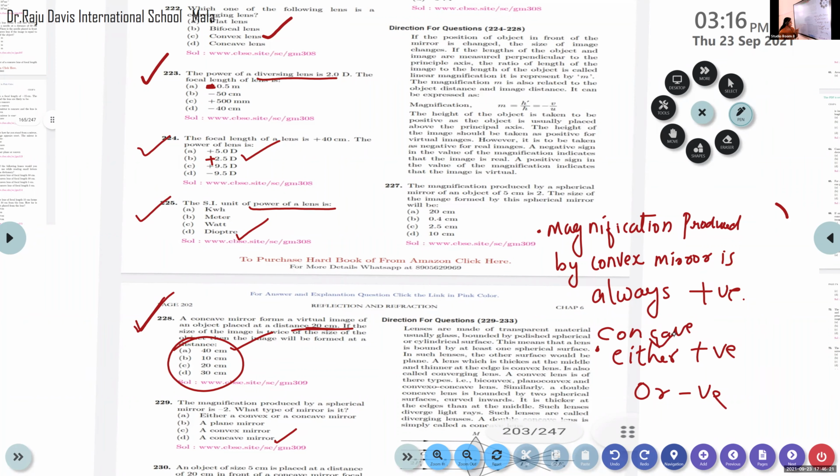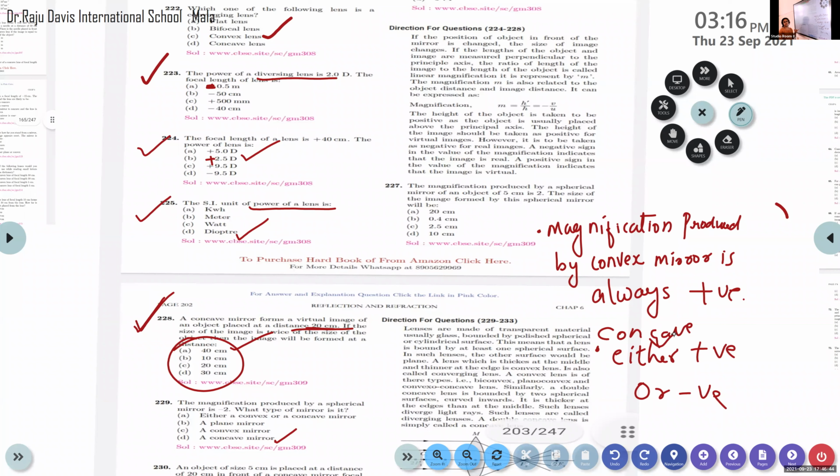So the magnification produced by a spherical mirror is negative 2. The only possible one is concave mirror. So the first option, either a convex or concave mirror, is wrong, because in the case of convex mirror, it always produces a positive magnification. The second option is plane mirror. Is it right?